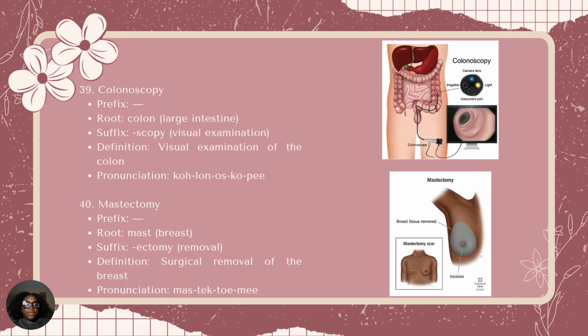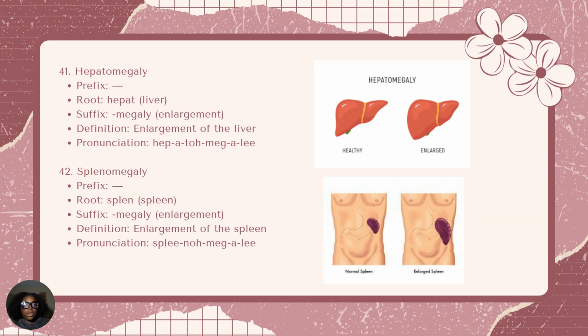And then a mastectomy is the surgical removal of the breasts, one or both of them. And the root word mast means breast, and ectomy is removal. Next, we have hepatomegaly. Hepat means liver, and megaly is enlargement, so the definition is enlargement of the liver. And we have splenomegaly, which is enlargement of the spleen, and splen is meaning spleen.